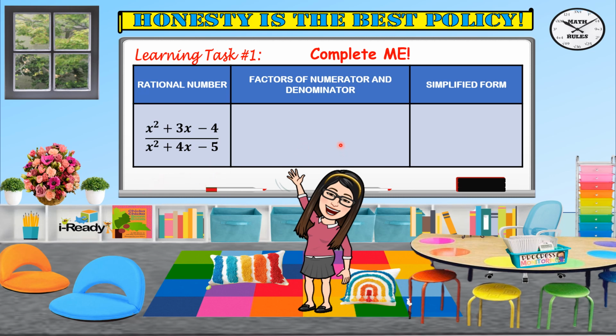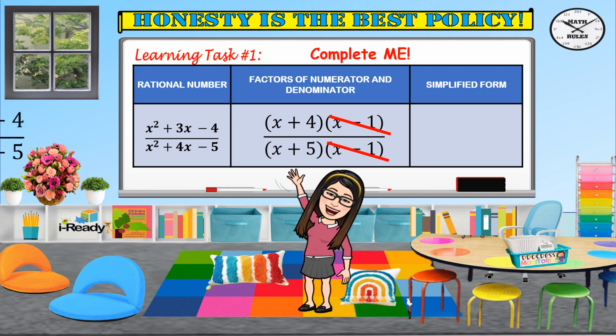And that is, we have quantity x plus 4 and quantity x minus 1 all over quantity x plus 5 times quantity x minus 1. And you just cancel the common factors, x minus 1. Therefore, our simplified form is quantity x plus 4 all over x plus 5.